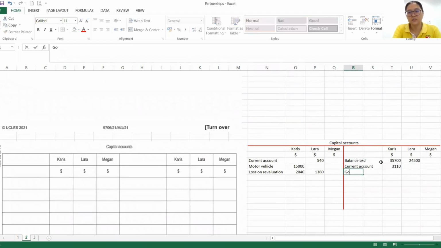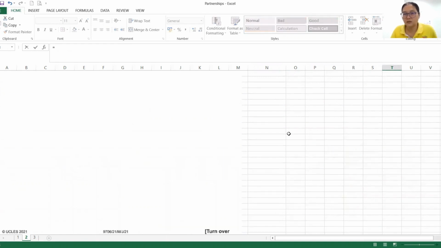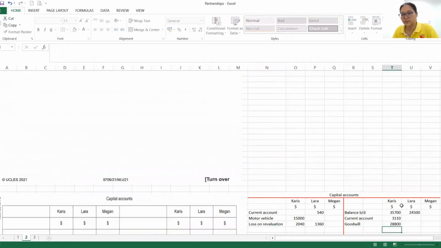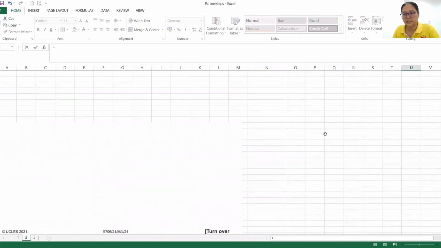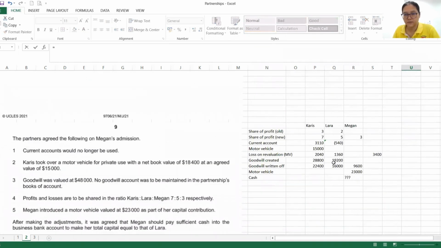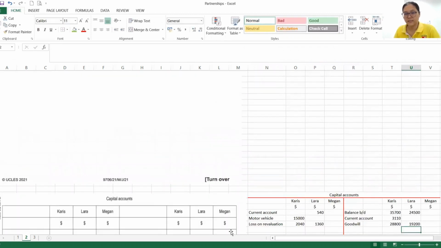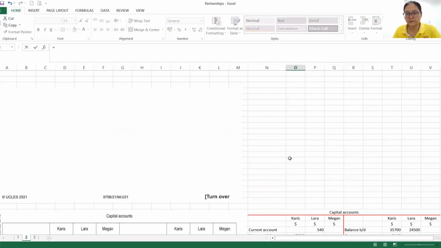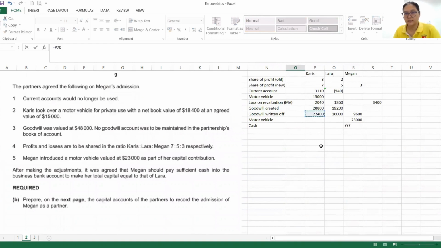Okay, the next one, goodwill creation, which is on the credit side. Goodwill creation is enjoyed by the old partners. The old partners get this amount and this amount. Next is goodwill written off. Goodwill written off, which the three partners also have, is in here.